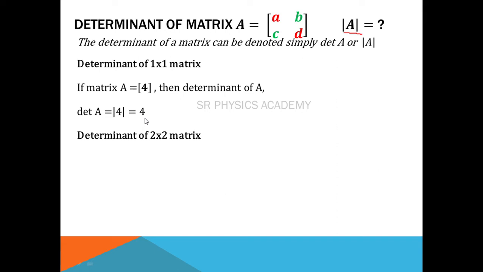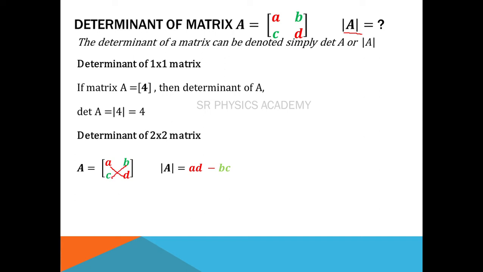Now the determinant of a 2 by 2 matrix. As we know, a 2 by 2 matrix means 2 rows and 2 columns. So how to find the determinant of a 2 by 2 matrix? To calculate it, multiply the elements on the main diagonal. What are the main diagonal elements here? These two are the main diagonal.